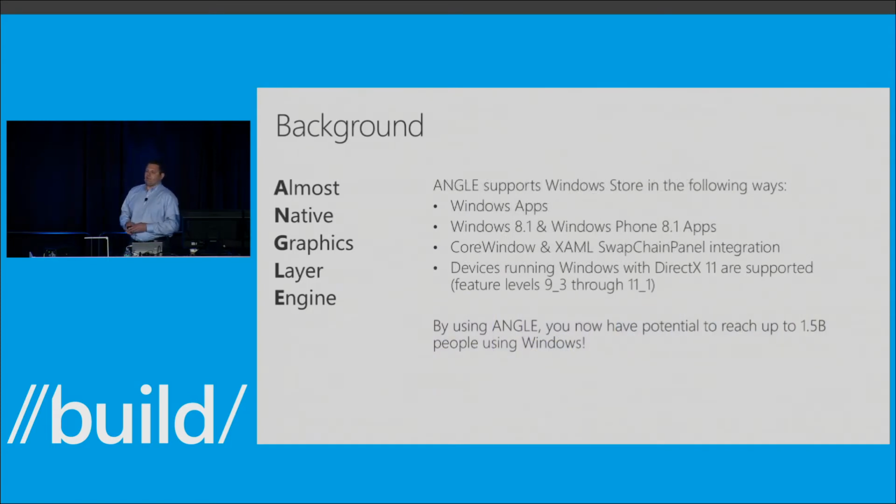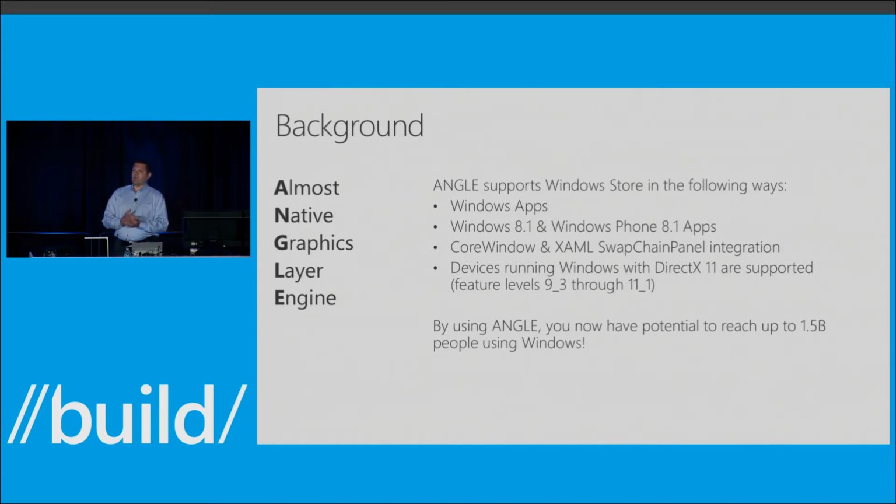So what does it mean to support the Windows Store? Well, when we got involved, we wanted to make sure that we can support the Windows apps, obviously. So by supporting the Windows apps, we had to do a couple of things. We had to implement ways to use core window or swap chain panels as a rendering surface. And we needed to decrease the hardware requirements for Angle. So before Microsoft got involved, the minimum hardware requirement was feature level 10.0.